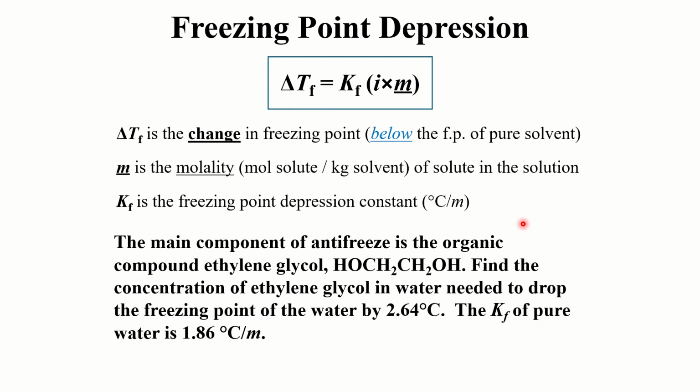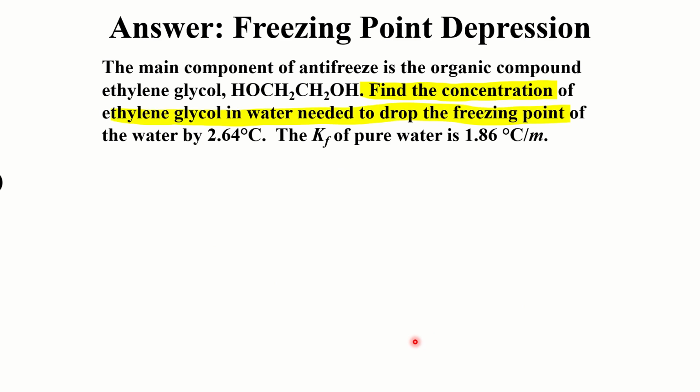Let's look at an example problem. The main component of antifreeze is the organic compound ethylene glycol, whose formula is HOCH2CH2OH. Find the concentration of ethylene glycol in water needed to drop the freezing point of the water by 2.64 degrees Celsius. The Kf of pure water is 1.86 degrees Celsius per molal. So this one is a little different than the previous problem. See right here, it says find the concentration needed to drop the freezing point of the water by 2.64 degrees Celsius. So we're doing something a little bit different.